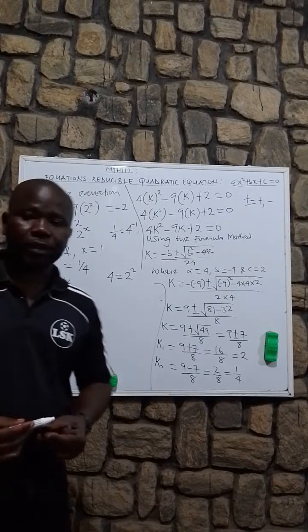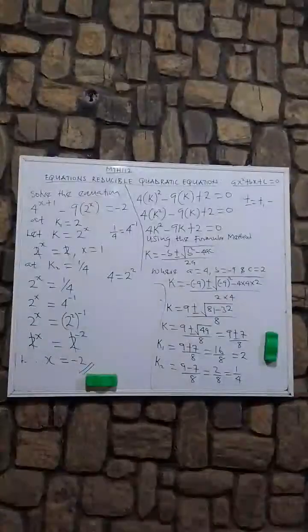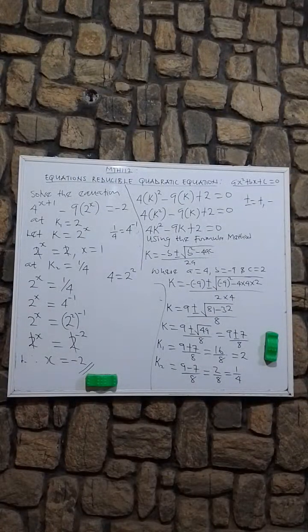Any question, please? So, the solution of x is minus 2 and plus 1. Any question, please? If there is no question, let's proceed further to solve more examples.